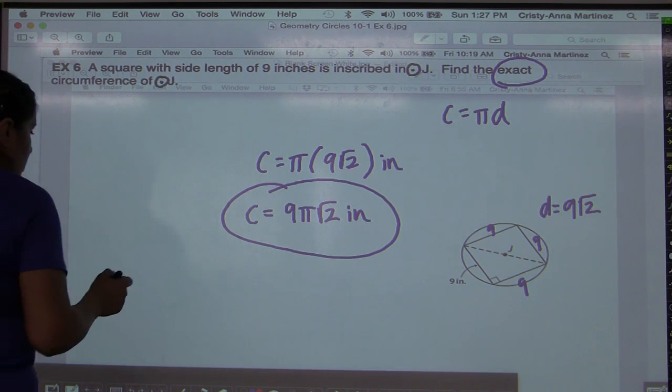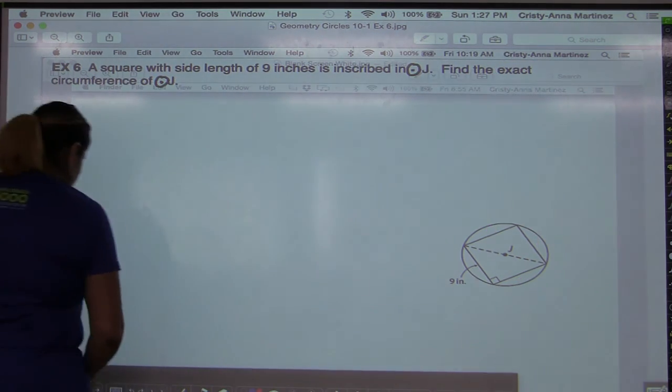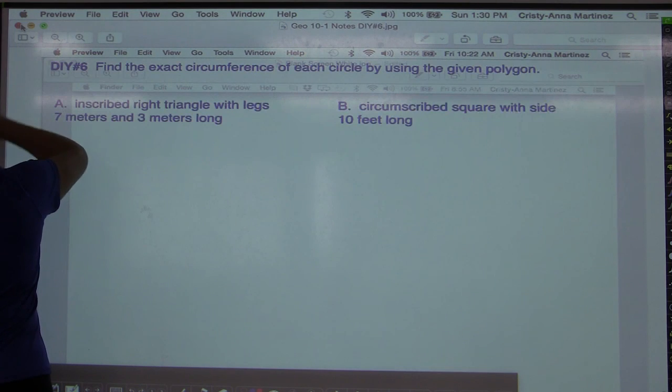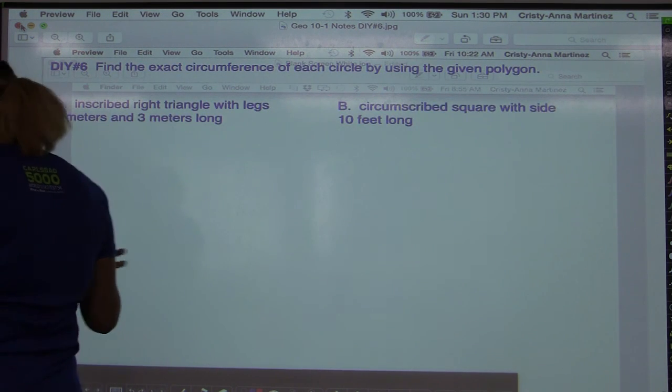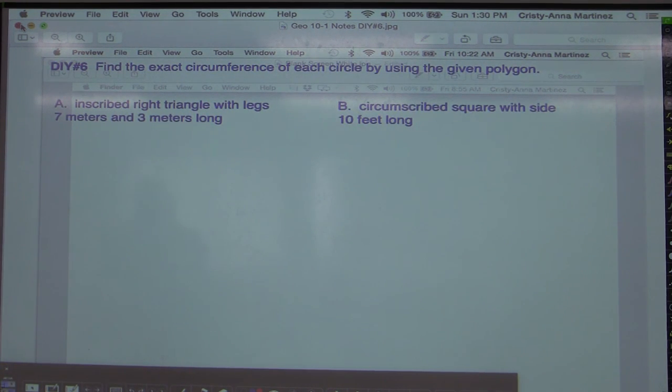And now you can do your do-it-yourself question. And once you have completed this question, you will have completed your notes for this lesson.